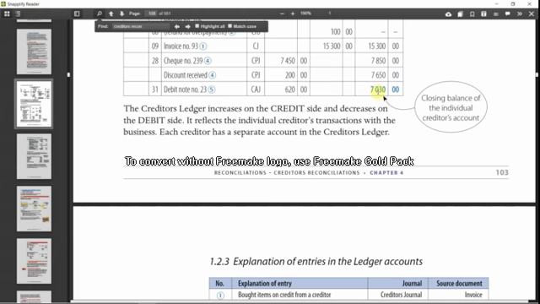So this is only one creditor. There are many creditors. Each one has their own account to form the totality of the creditor's ledger.